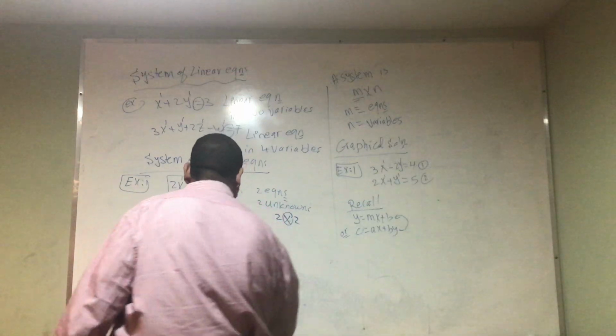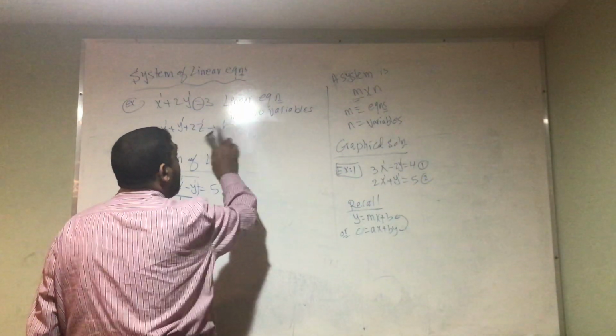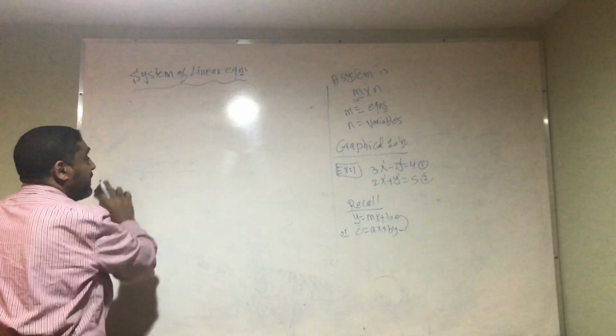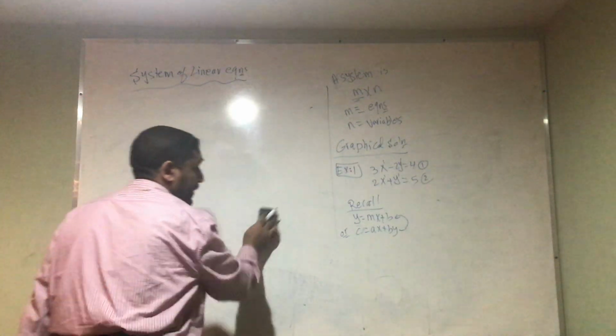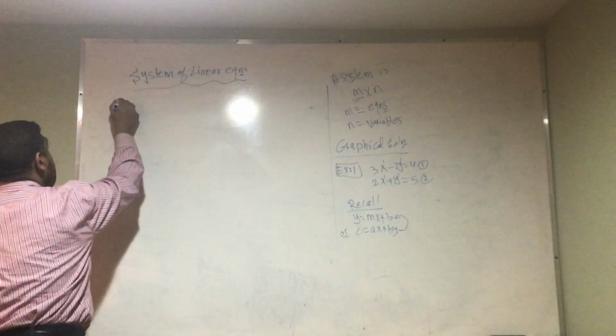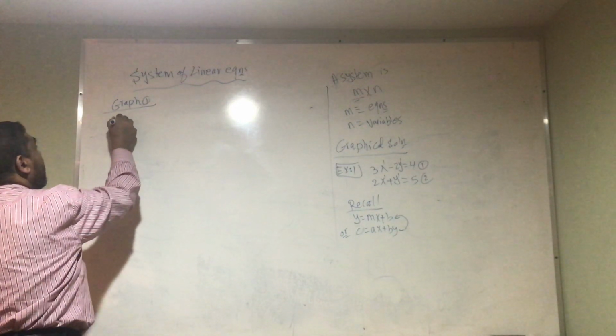I graph the first equation, and then I graph the second on the same x and the same y, and see what I'm going to get out of this, all right? So now let us graph equation 1, guys. How to graph 1? X-intercept.